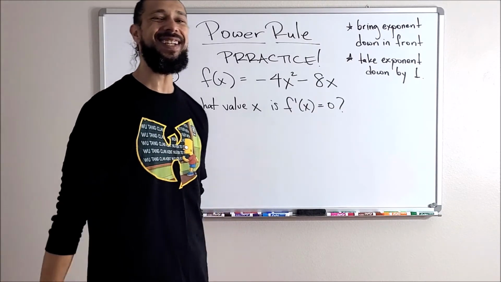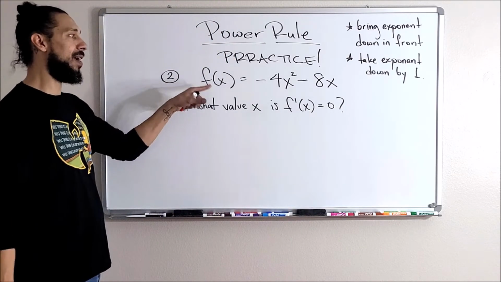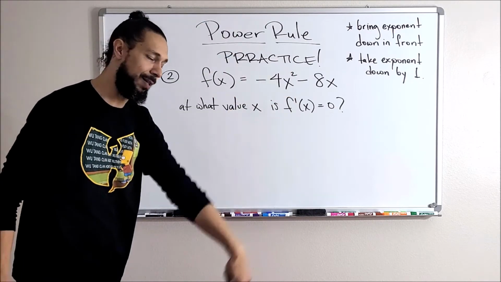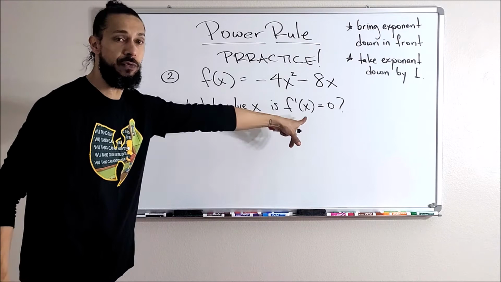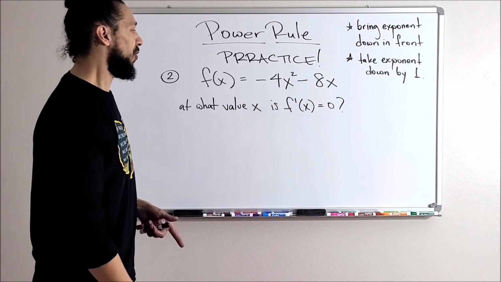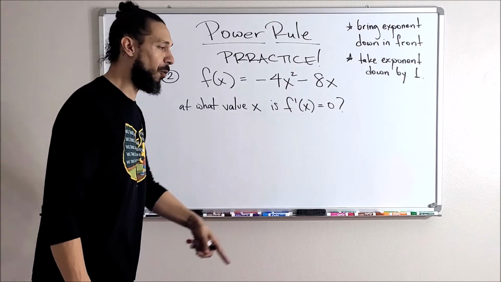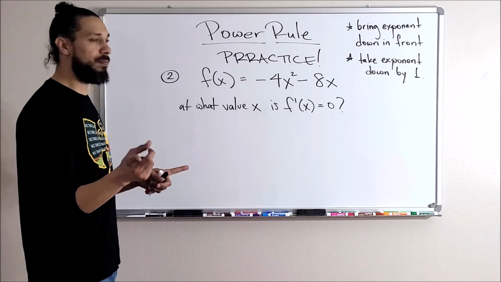Now we're getting somewhere. All right, so here's my function. Here's my f of x: negative 4x squared minus 8x. Now the question is, at what value of x is the derivative, f prime, equal to 0? The derivative being equal to 0, we talked about that before as being a huge thing, right? Let me show you why.